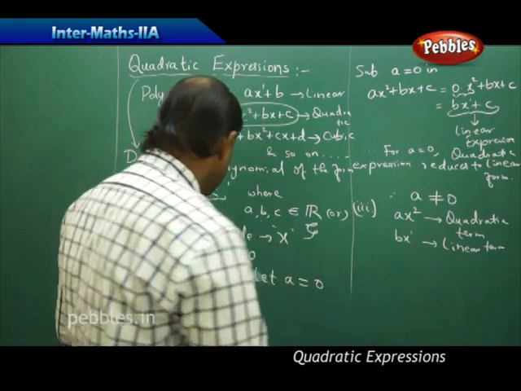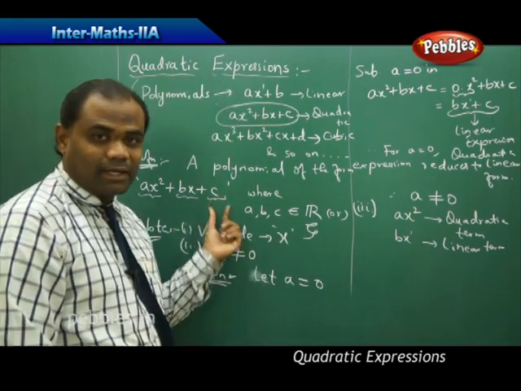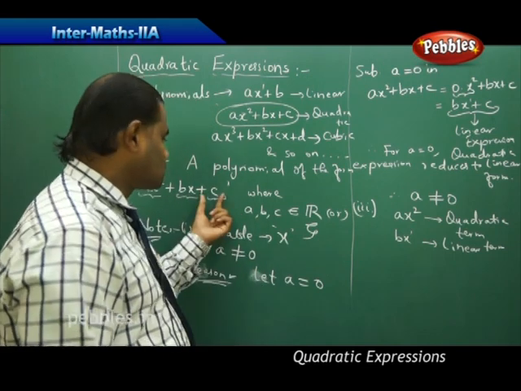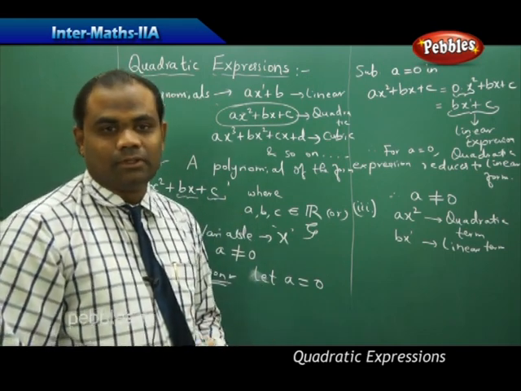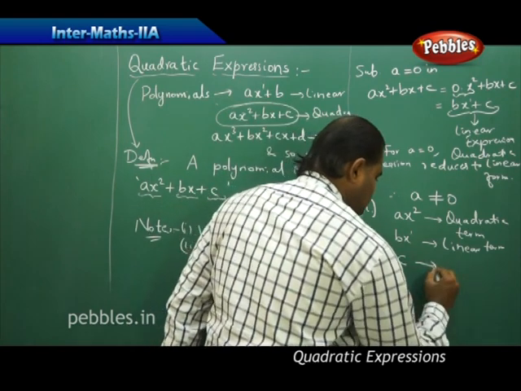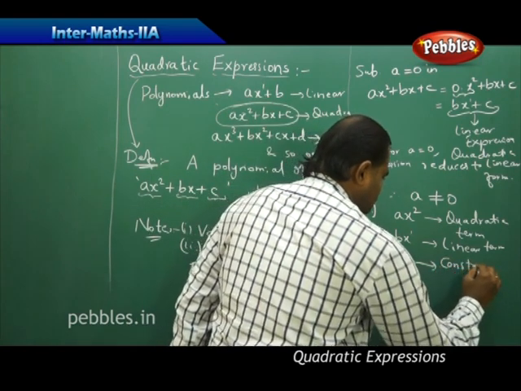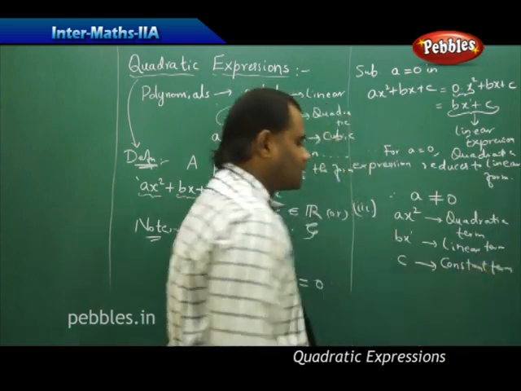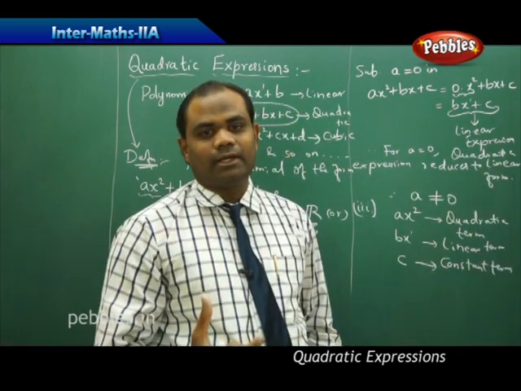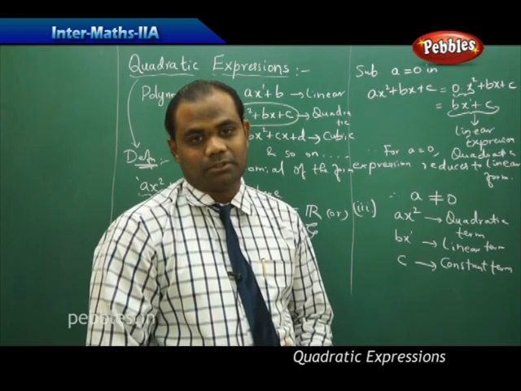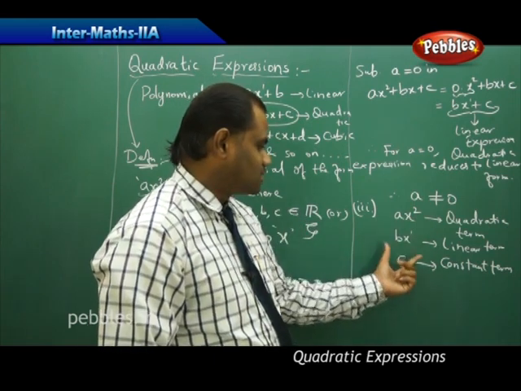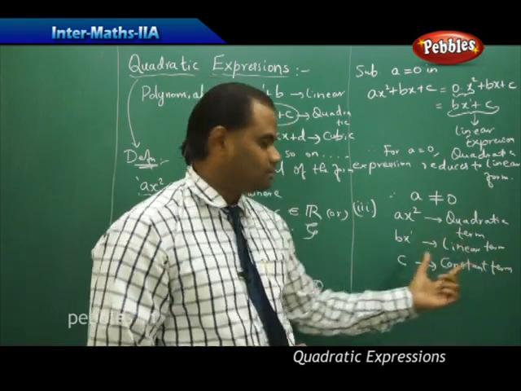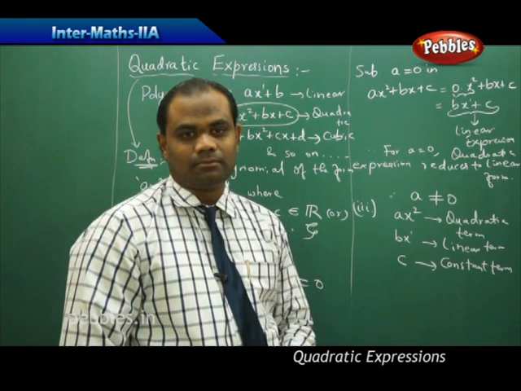And finally, the last term c doesn't have any x. It is independent of the variable x. Therefore, this term is called the constant term. So c would be the constant term. So each of the terms of a quadratic expression has its own name. Say for example, I have ax squared plus bx plus c. Ax squared is the quadratic term, bx is the linear term, c is the constant term.